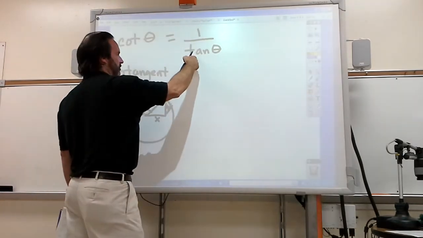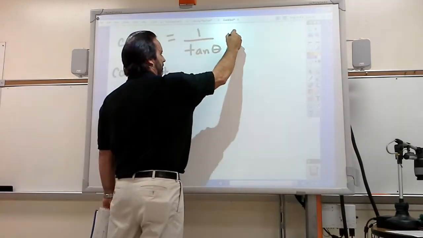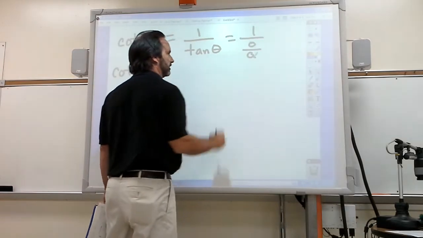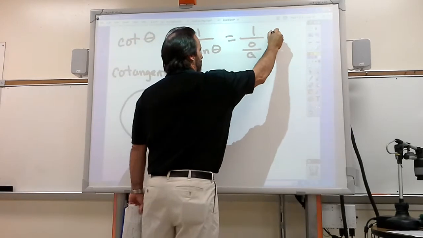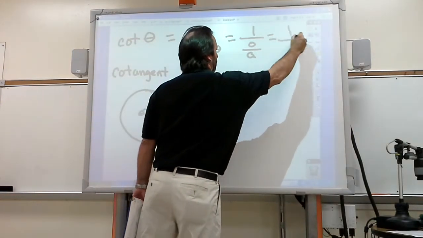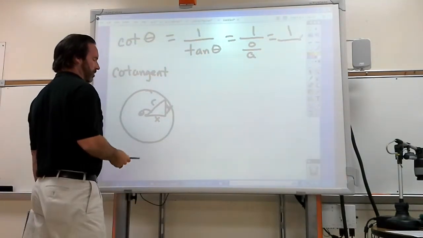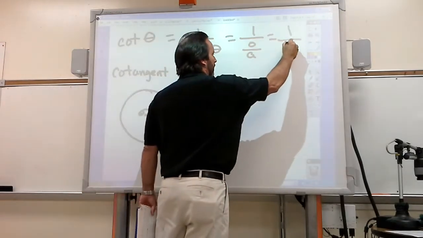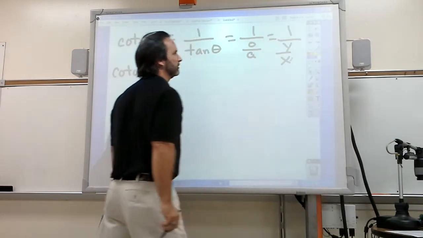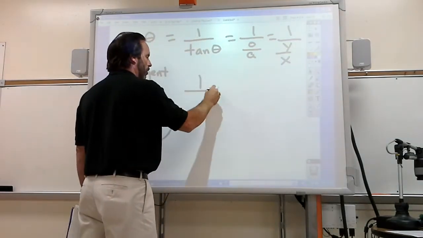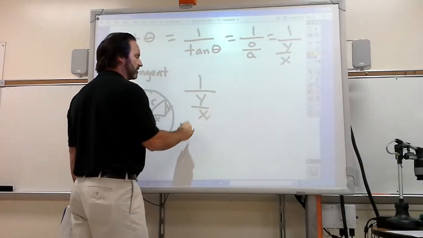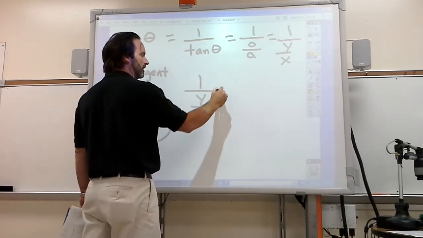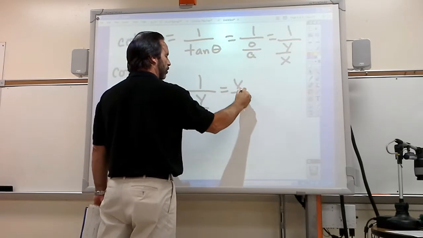Okay? So cotangent is 1 over tangent. Remember, tangent of theta is opposite over adjacent. So in this case, that's 1 over what? Opposite over adjacent. 1 over y over x. Okay? So remember, 1 over y over x, when you have an integer divided by a fraction, this comes up, equals x over y.